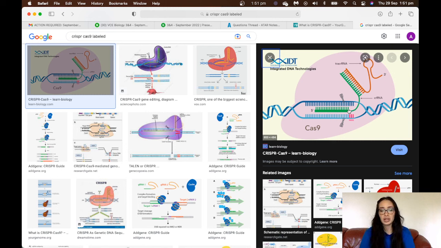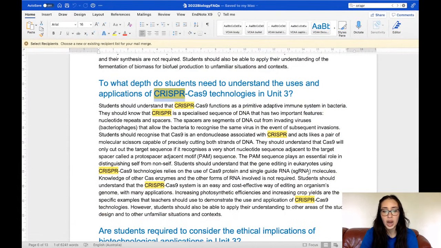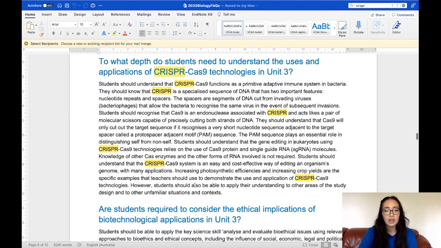So it's really important to know that this CRISPR-Cas9, I gave you a bit of background on how it's used in bacteria. This is how we use it in the lab to modify genomes. We can induce a cut here and then modify the nucleotides. So do be aware of that. Go back to this document and really try to interrogate what they're talking about here. They really emphasize photosynthetic efficiencies and increasing crop yields to help understand how we can use CRISPR.